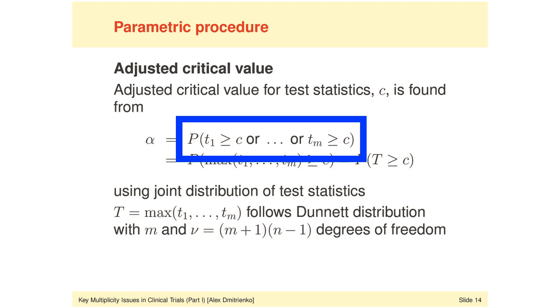Charles Dunnett derived the null distribution of the maximum test statistic when the individual test statistics follow a multivariate t-distribution. It is known as the Dunnett distribution, and it is characterized by two parameters shown at the bottom of the slide. The first parameter, m, is the number of hypotheses in this multiplicity problem, and nu is the number of degrees of freedom. This is the parameter that also depends on the sample size.